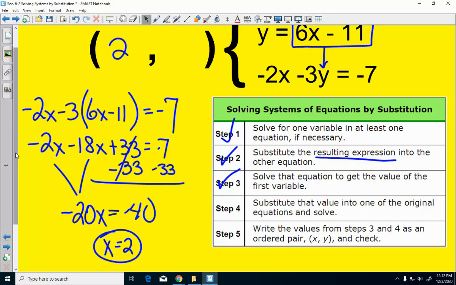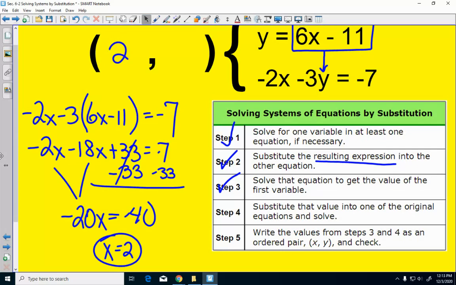You have two choices. Plug it into the top one or plug it into the bottom one. One good idea, one really bad one. Not really bad, just more work. Which one should I plug that answer of x equals 2 into? The top one. The top one says y equals, and I want to know what y is. So it would make sense to take this right back to that box. So put a 2 in there. 6 times 2 is 12, and 12 minus 11 is 1.